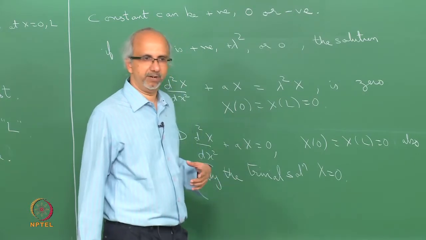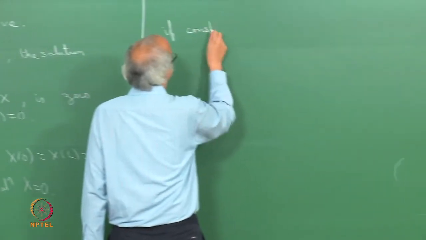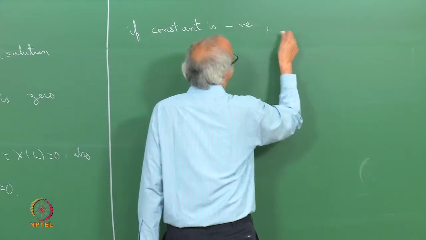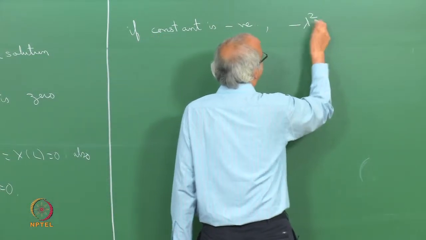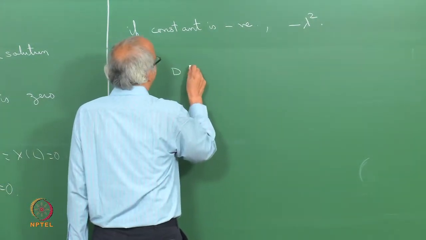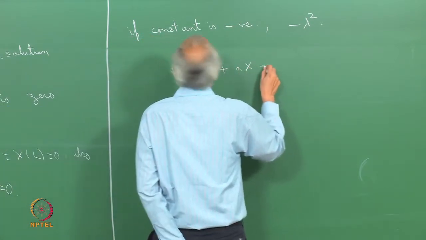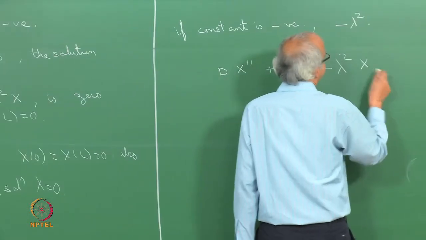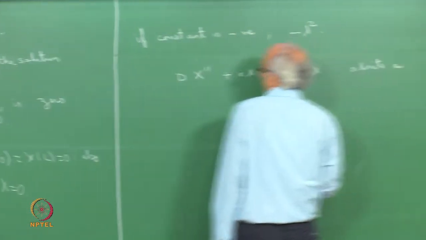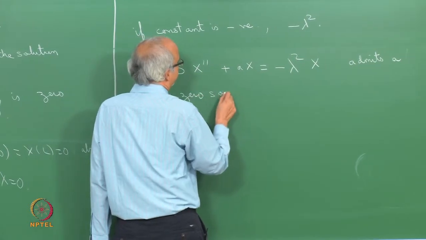However, if the constant is negative, and I am going to indicate that as minus lambda squared, then this equation D X double prime, for the second derivative, plus aX equals minus lambda squared X admits a non-zero solution.